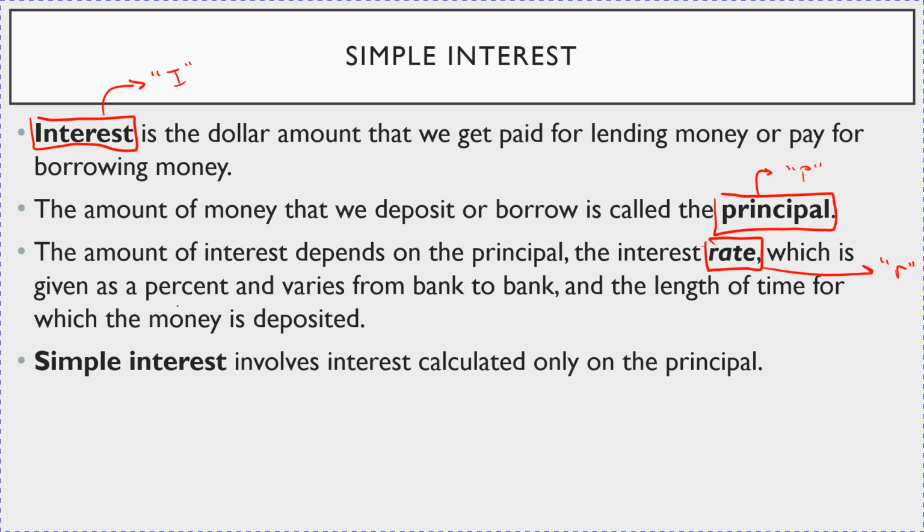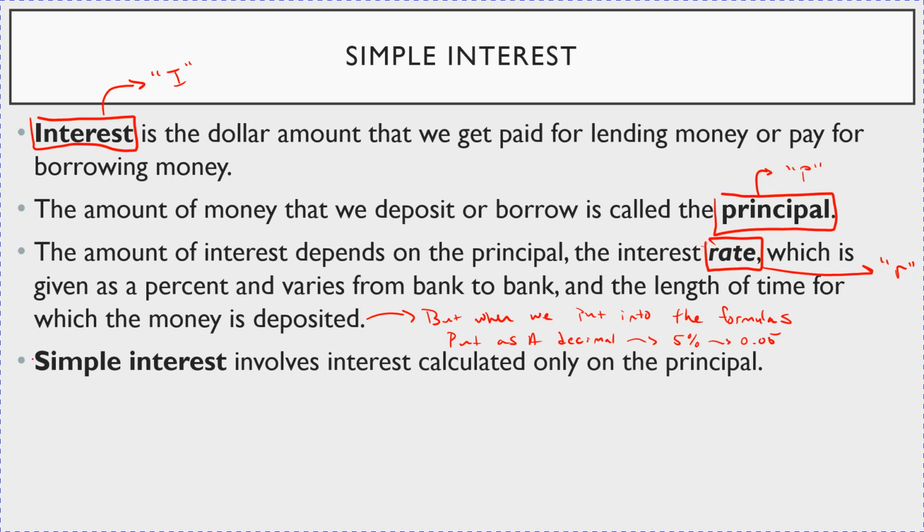The rate is given as a percentage, but when we put it into the problems or into the formula you'll see in the coming slide, it's put as a decimal. For example, if something has 5% interest, we're going to write it as 0.05. So the interest is the dollar amount we're going to get paid or have to pay to borrow money. Principal is how much we deposit or borrow. You can also think about it as the starting value. And we have the interest rate.